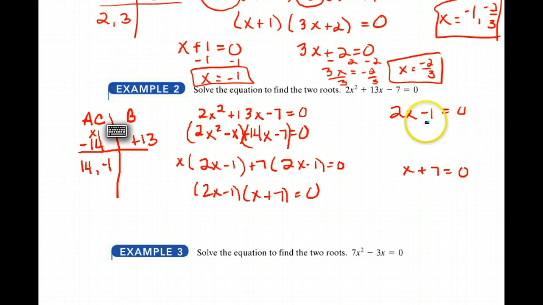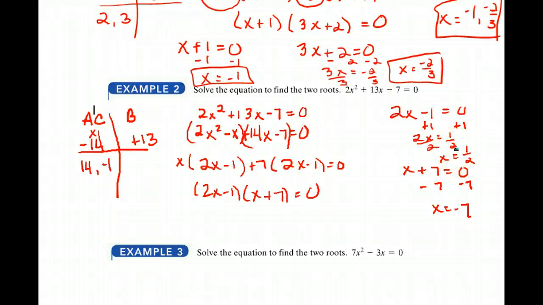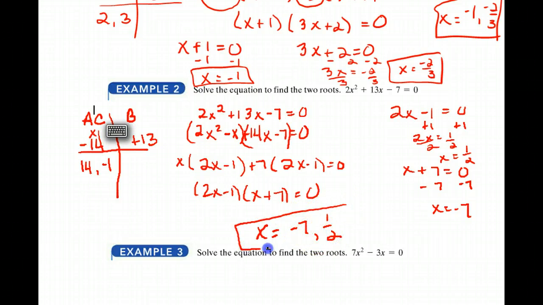Now we must solve each new equation for x. So we will add 1 to both sides. 2x equals 1. Divide both sides by 2, and x equals 1/2. For the second equation, we will subtract 7 from both sides, and x equals -7. So we have two solutions, and the two solutions there that we identified are -7 and 1/2. So we just want to write that as a solution set to show that x equals -7 and 1/2.